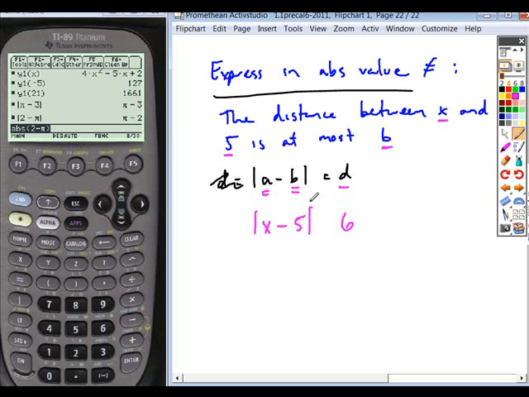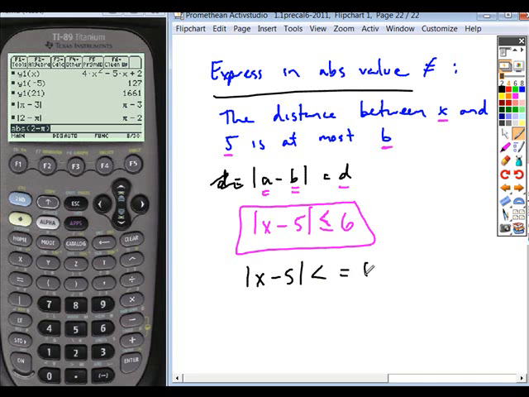So can this distance be greater than 6? If it's at most 6? No. Can it be less than 6? Yeah. Can it be equal to 6? Yeah. And so that allows you to test the inequalities, and that would be your inequality notation. Okay, so when you're entering this online, absolute value of x minus 5, use those vertical bar key above the enter, less than or equal to 6.